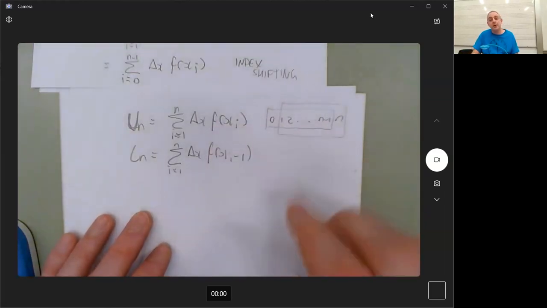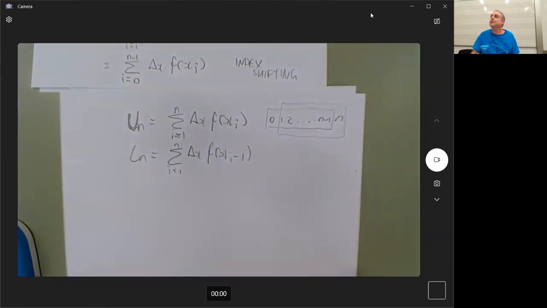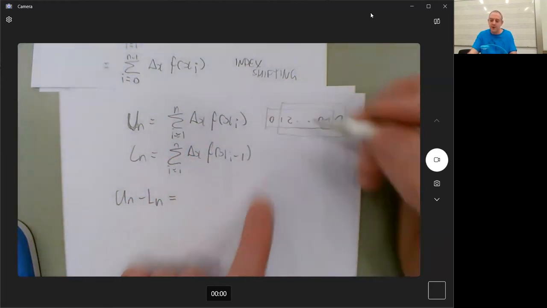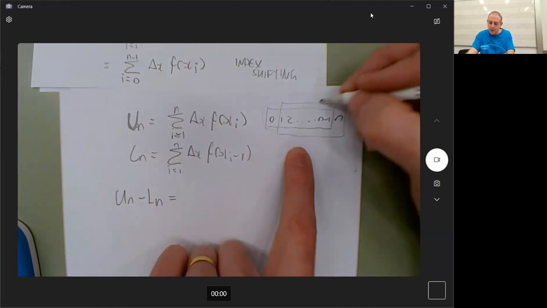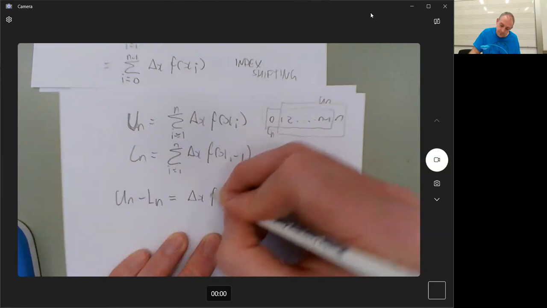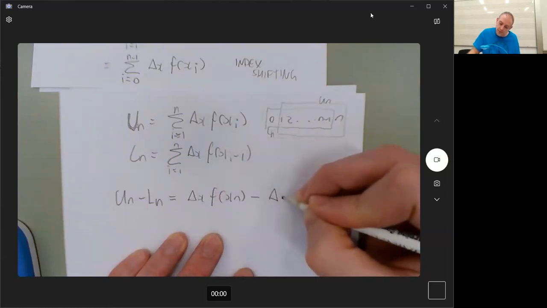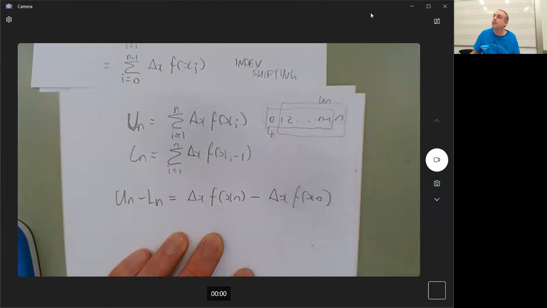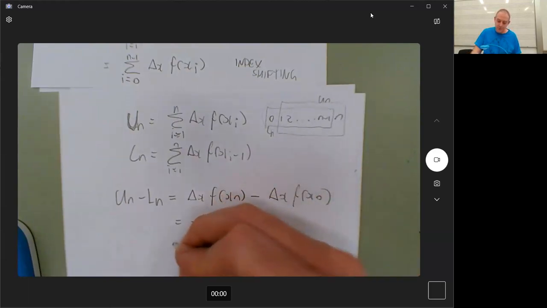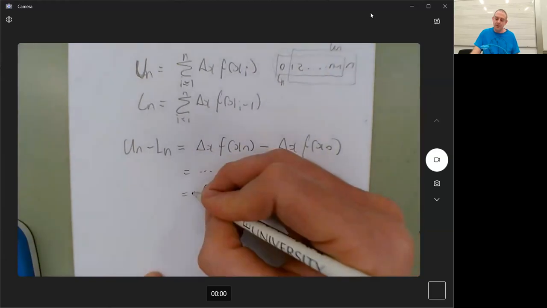If I subtract them, all the bits in the middle will cancel out. And so un minus ln will be left with just the one for, so un was this bit, wasn't it? And ln was this bit. The one for n minus the one for 0. And that's slightly quicker, because then you can just do equals and do the calculation of what the difference is, which is minus 64 on n, dot, dot, dot. Well, plus 64 on n, I think.